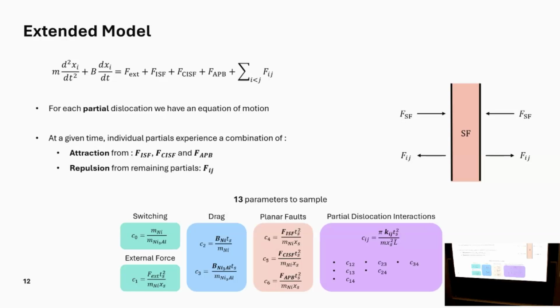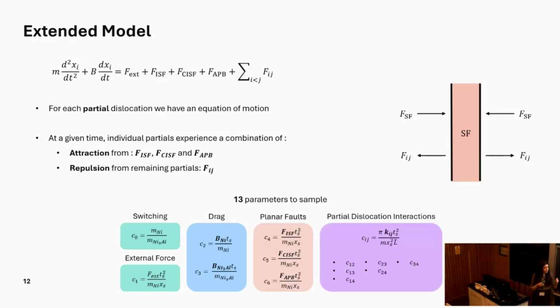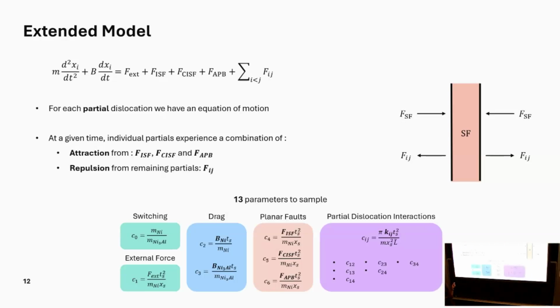Due to the energy cost of a stacking fault or a planar fault forming, this will typically lead to an attractive force between the partial dislocations, which is balanced by their repulsion. And this is what we're trying to capture in this equation. So this results, for this 4 partial system, in a system of 4 equations with 13 parameters that we would like to sample.